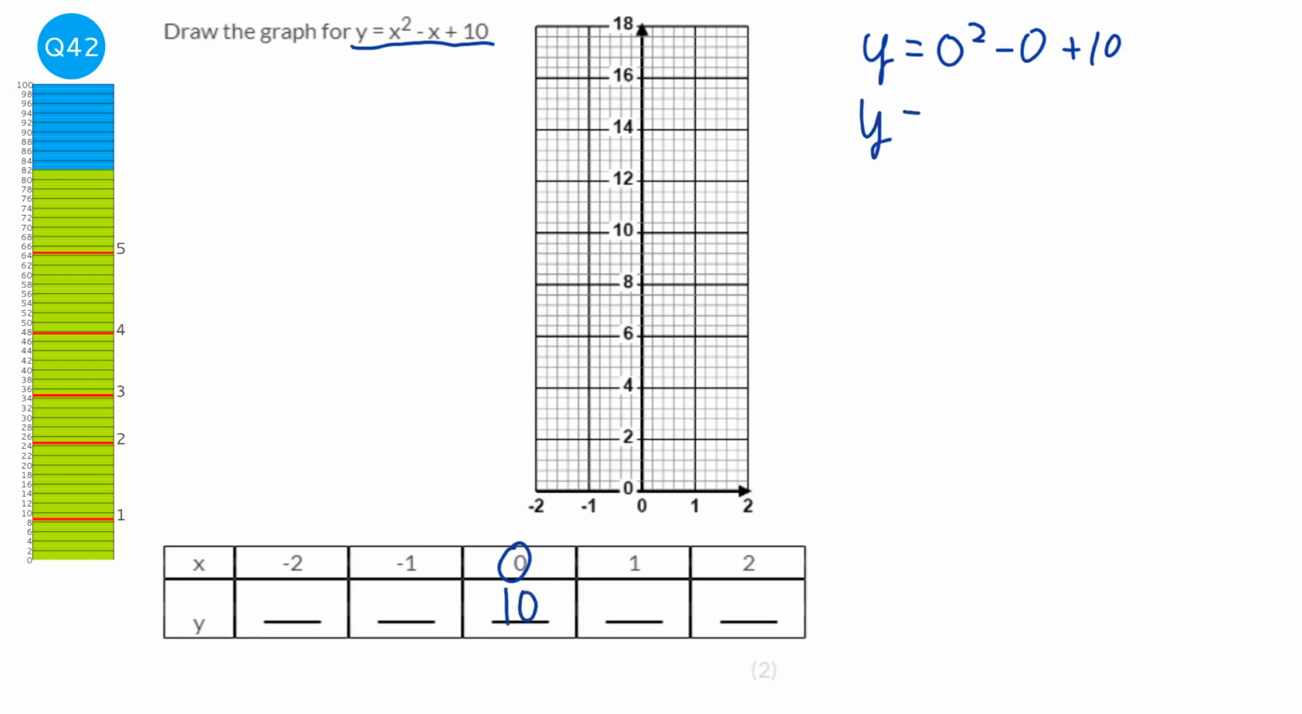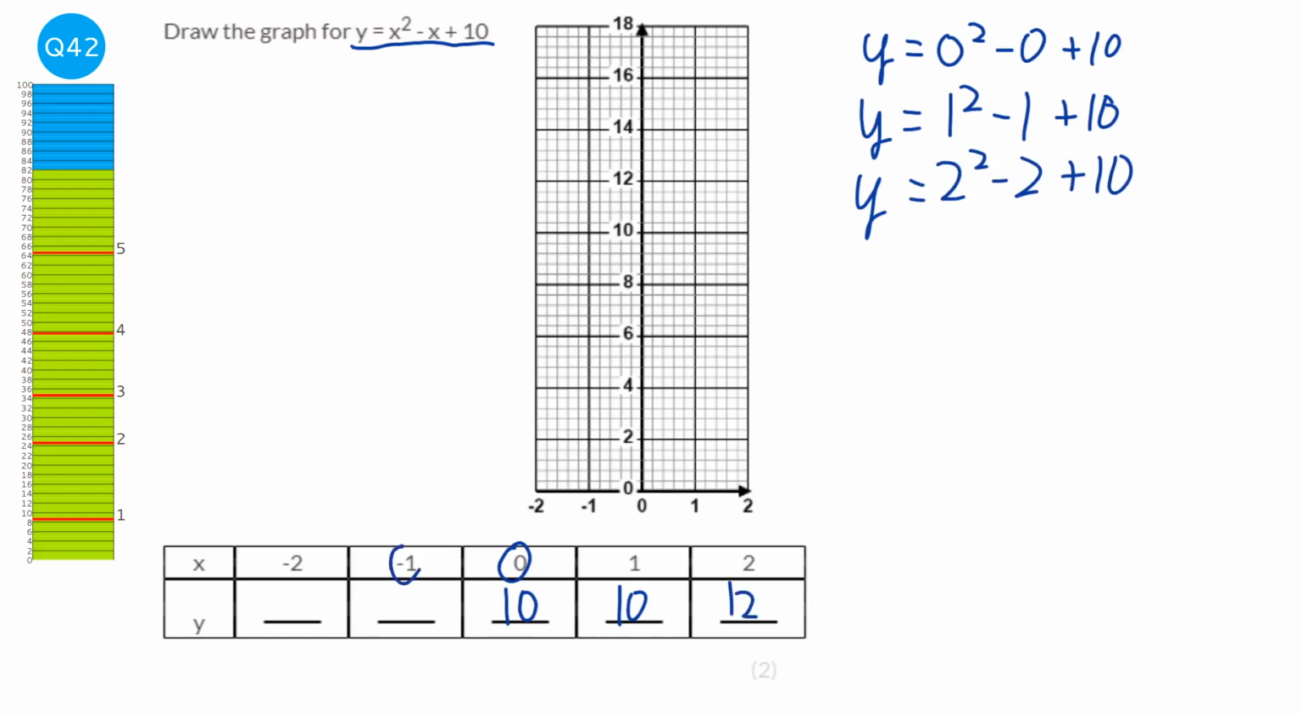Could do the same for 1. So it would be 1 squared minus 1 plus 10. Well, 1 squared is 1, 1 take away 1 is 0, plus 10 is 10, so that'll also be 10. 2 squared minus 2 plus 10. 2 squared is 4, 4 take away 2 is 2, plus 10 will be 12.